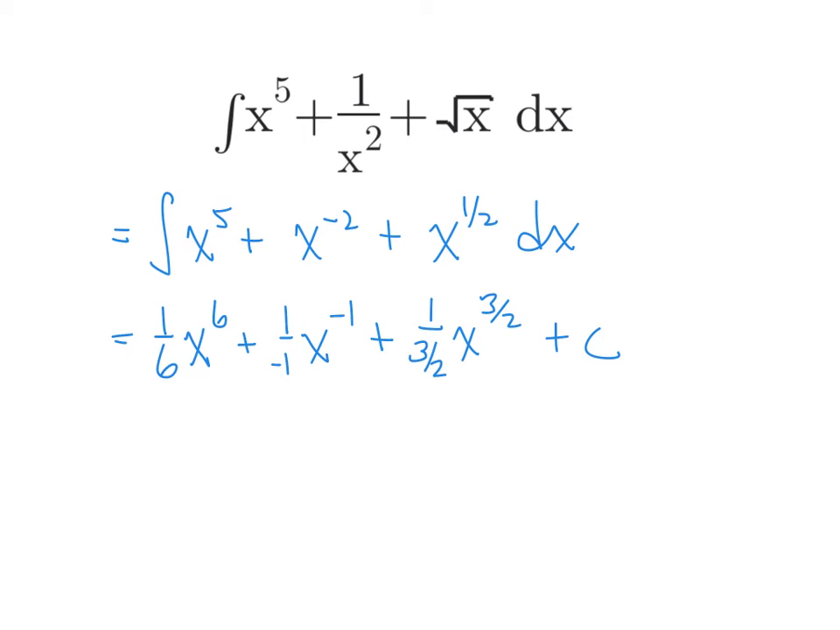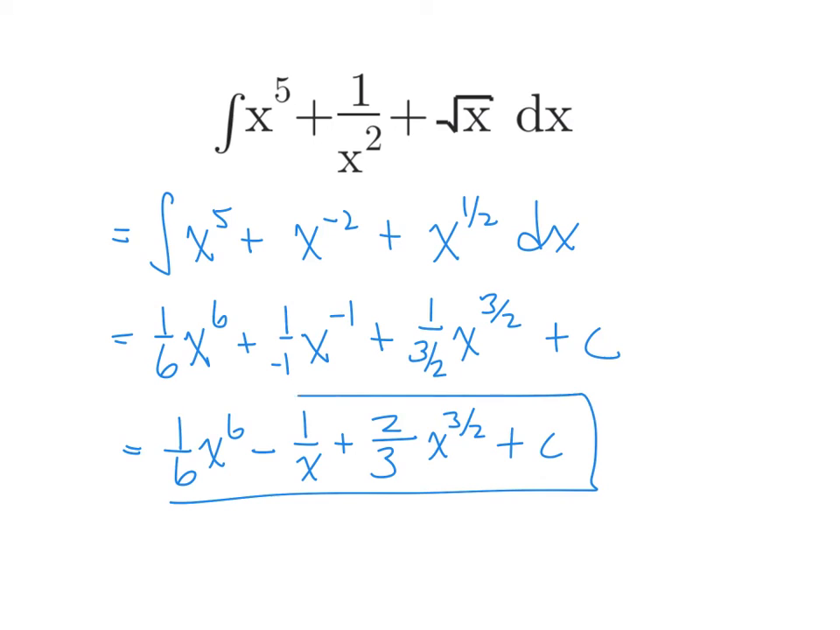Now we can finish up our integral just by cleaning up the expression. 1/6 x to the 6th power plus -1, so that's going to mean -1 x to the -1, so that's 1 over x. And then plus 1 over 3/2 is the same as 2/3 x to the 3/2 power plus c. And we're good.